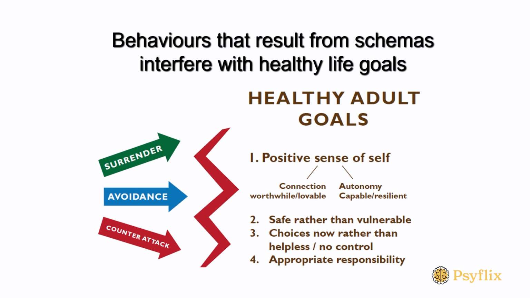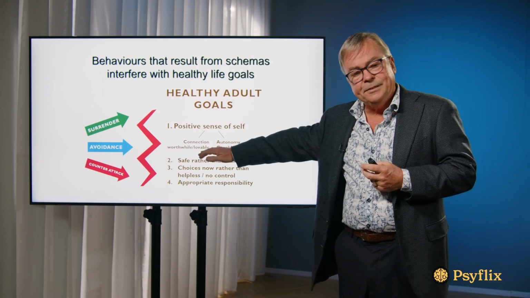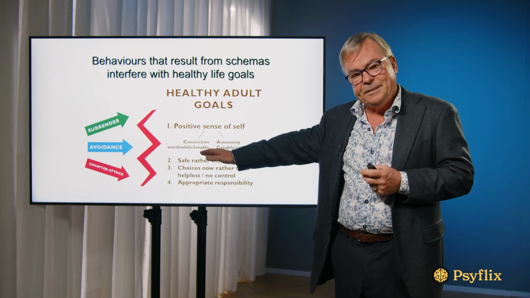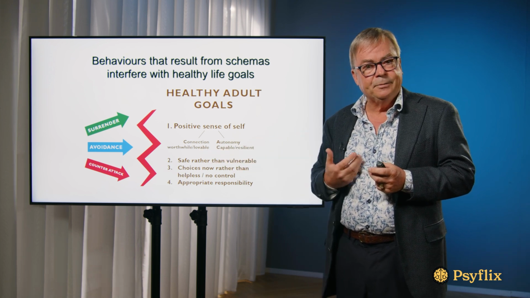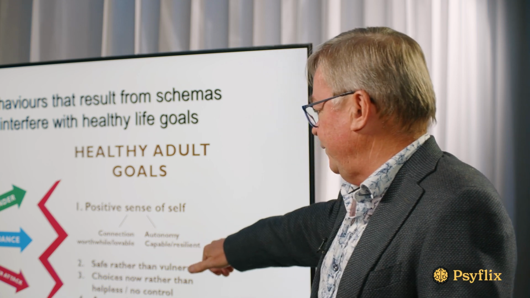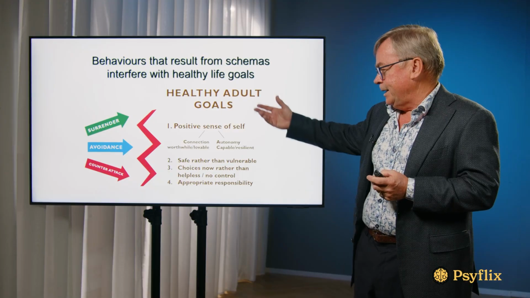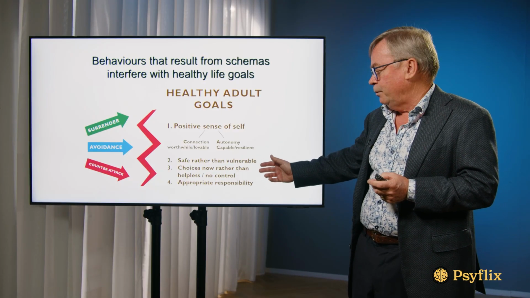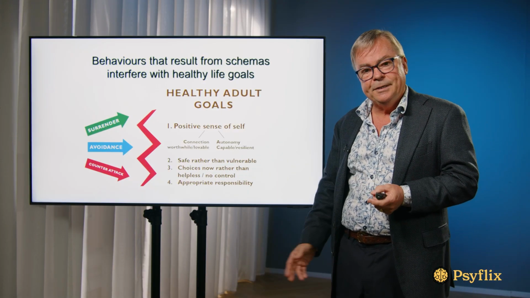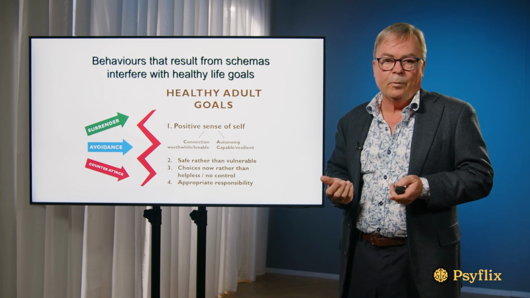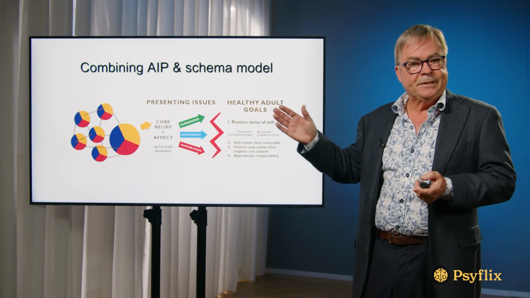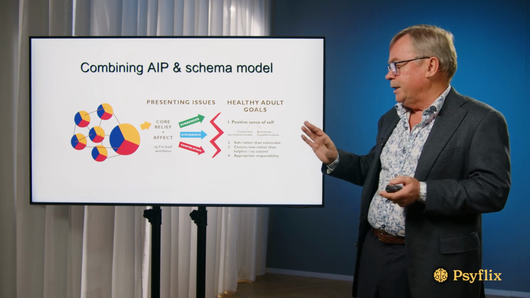Now, the combination of this set of aversive experiences and the schema really interferes with the person's healthy adult goals. It interferes with their capacity to develop connections with others that are stable and enduring. It interferes with developing a sense of themselves as competent or capable, and can interfere in other ways, making them feel more vulnerable or as if they have no choices, and messing up the sense of appropriate responsibility. So this slide puts the whole thing together.